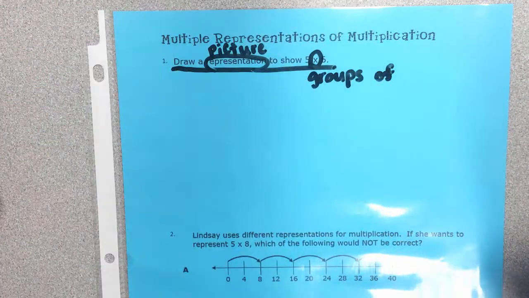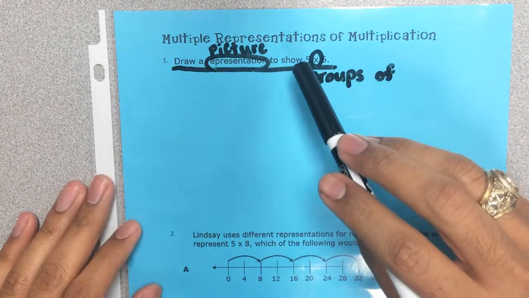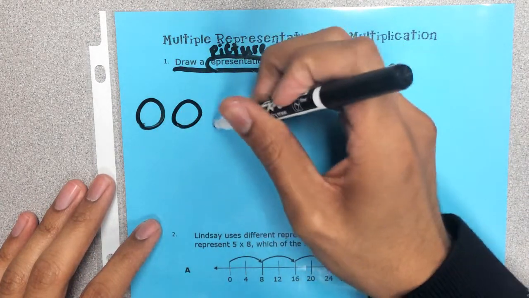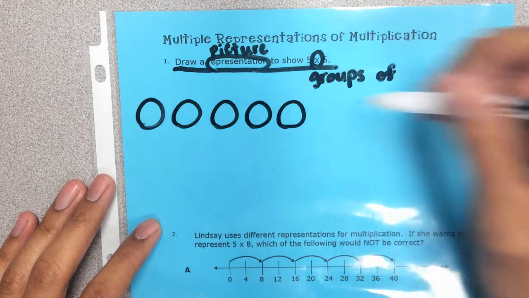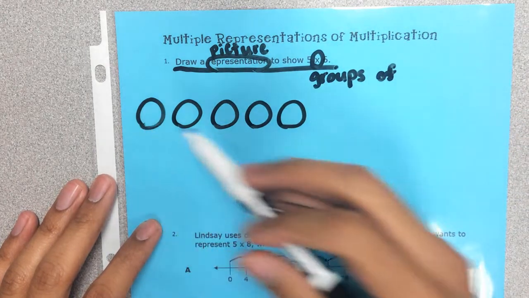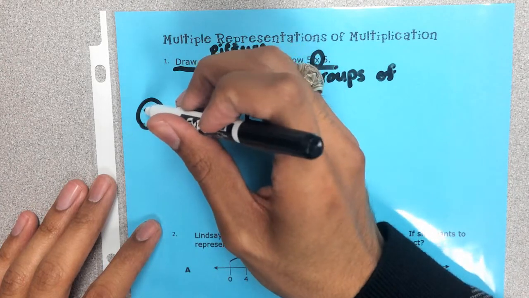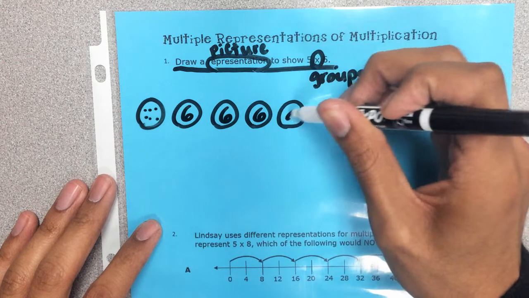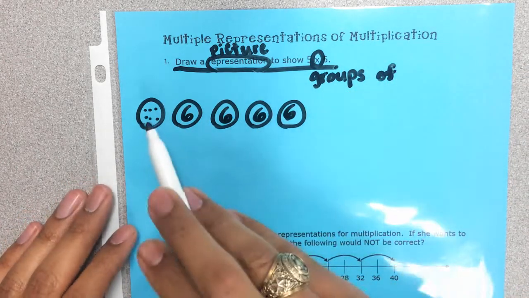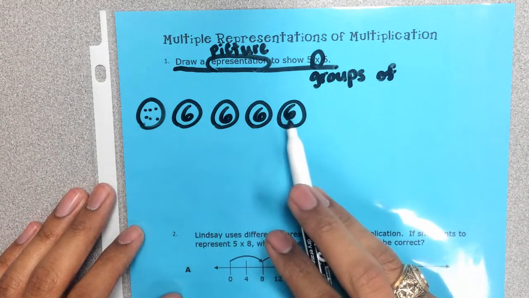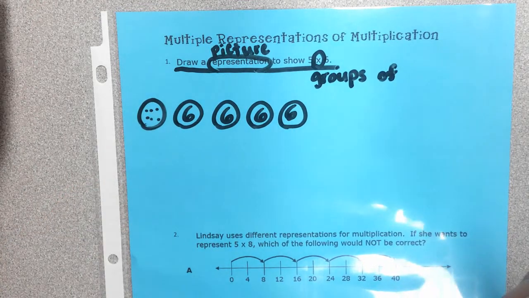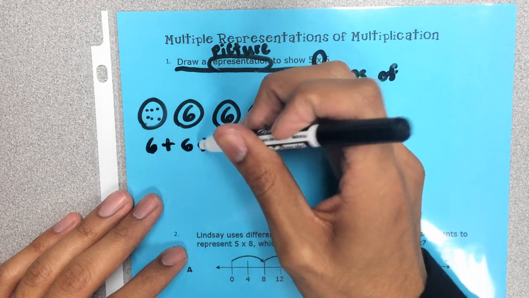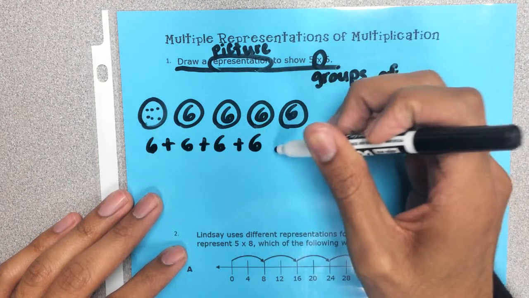Let's draw equal size groups. So we have 5 groups of 6. Let's draw 5 groups. 1, 2, 3, 4, 5 groups. And there are 6 in each. So we can either put 6 dots in each, or we can just write the number 6 in each. Hey, that kind of looks like putting the 6 together again and again and again and again and again. That's the same thing as repeated addition. So let's just go ahead and add 6 plus 6 plus 6 plus 6 plus 6.